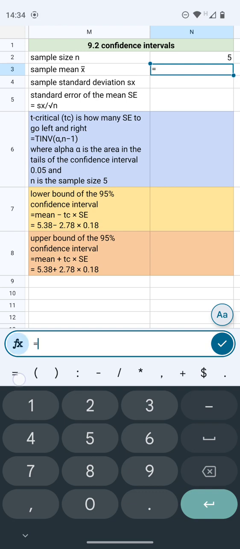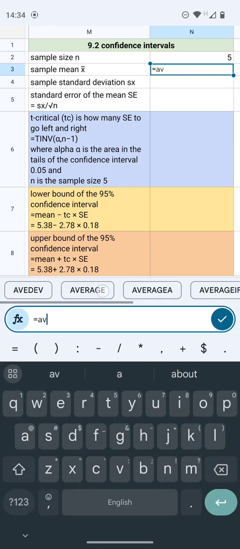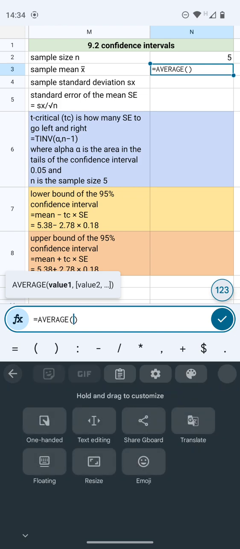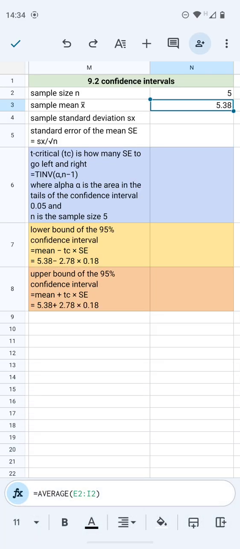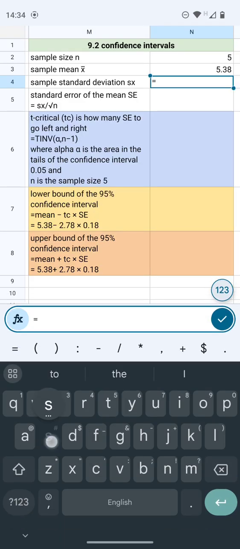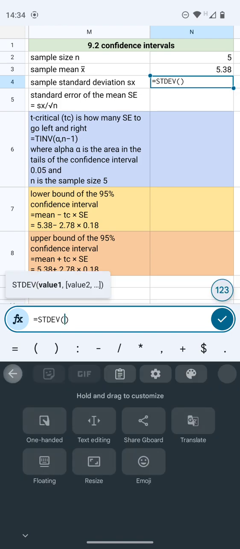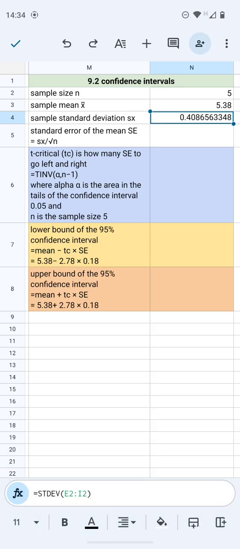My sample mean equals the average. I'll do the same thing. I'll grab my clipboard value. Makes it easier to type. That's the range for that sample. And that's 5.38. We already know that. The sample standard deviation, STDEV. I'll use the same borrowing of just shortcuts that are good to know in an app.